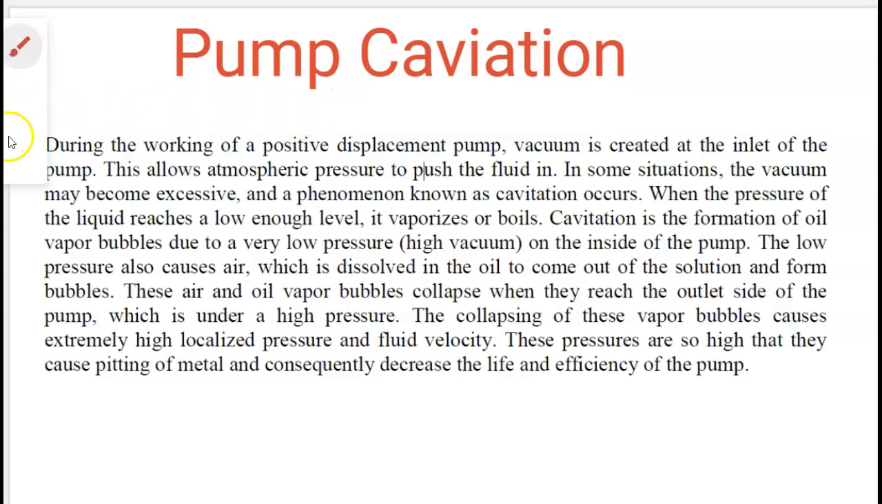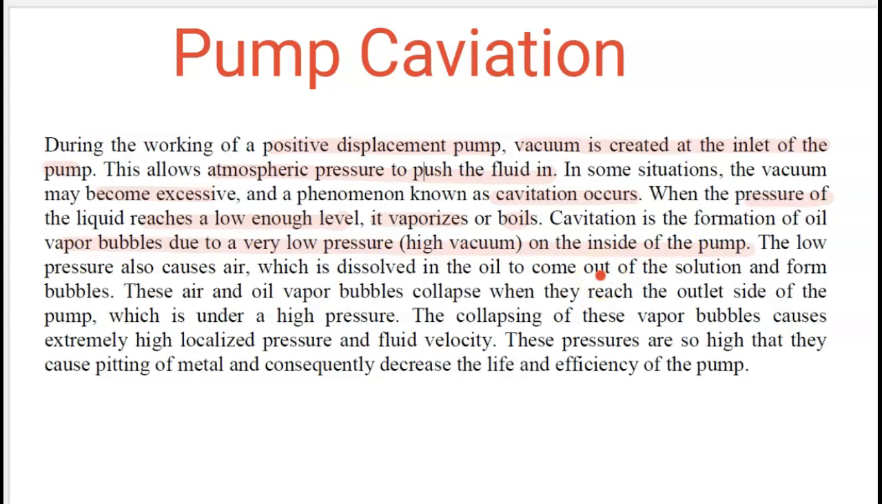Now when we have a look at the positive displacement pumps, vacuum is created at the inlet of the pump. Because of this vacuum, atmospheric pressure is allowed to push into the fluid. In some situations, the vacuum may become excessive, and that's known as cavitation. If the pressure of the liquid reaches a low level, it vaporizes or it boils. Cavitation is the formation of vapor bubbles due to a very low pressure, high vacuum.